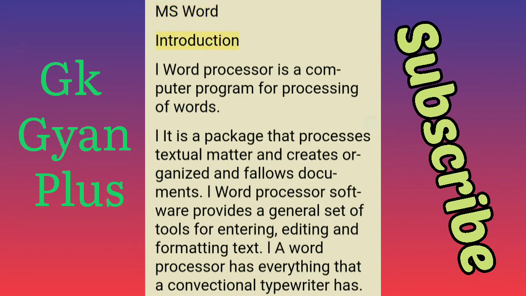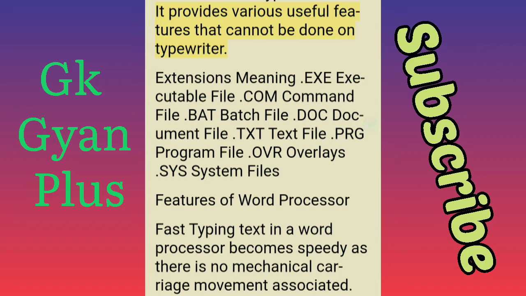MS Word. Introduction. A word processor is a computer program for processing of words. It is a package that processes textual matter and creates organized and error-free documents. Word processor software provides a general set of tools for entering, editing and formatting text. A word processor has everything that a conventional typewriter has. It provides various useful features that cannot be done on a typewriter.